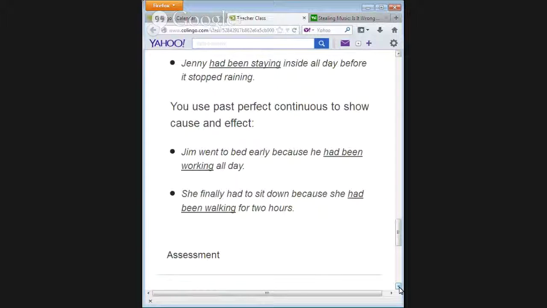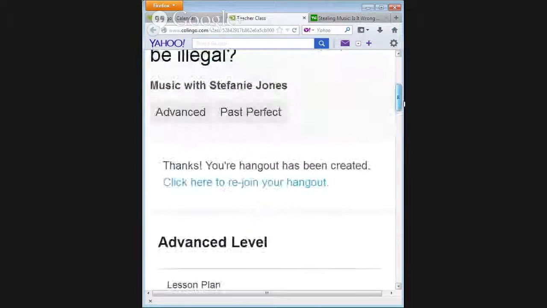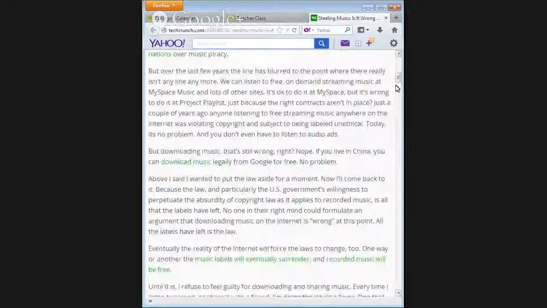It says you use past perfect continuous to show cause and effect. Jim went to bed early because he had been working all day. She finally had to sit down because she had been walking for 2 hours. Okay. So that is the past perfect. Let's go on into our article.